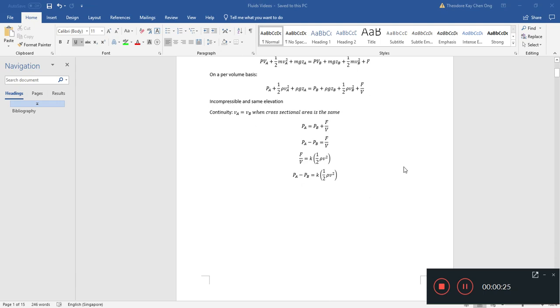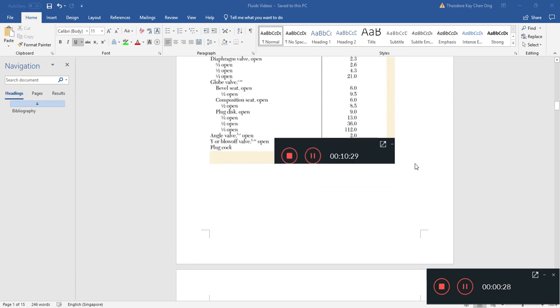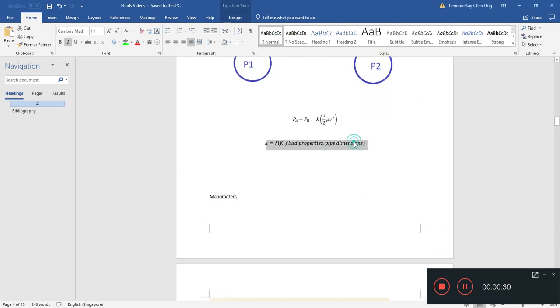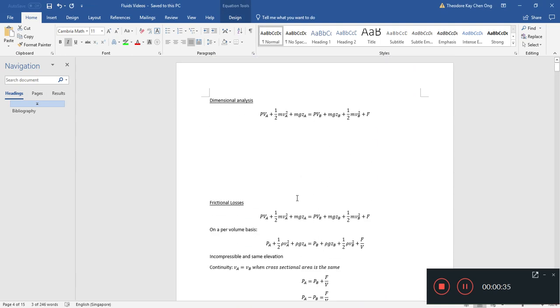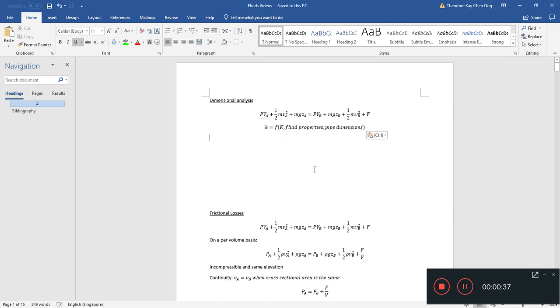Now, in our last video, we were discussing frictional losses. We have concluded that this k value, which represents our dimensional losses, is in fact a function of some fluid property and pipe dimension, etc. We just don't know what these are. Therefore, we need to start discussing.